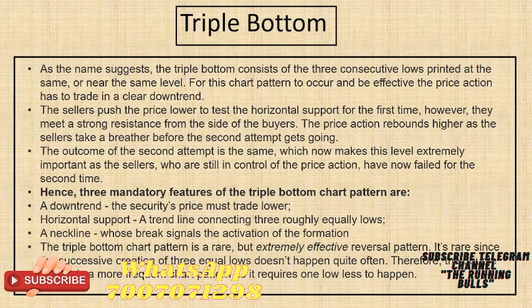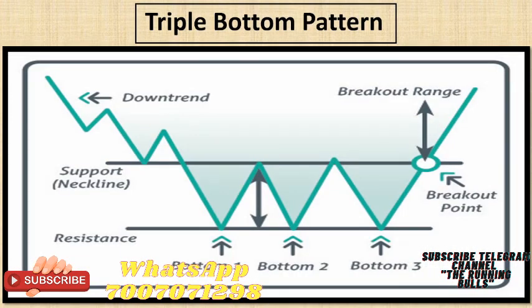Hence, the three main mandatory features of the triple bottom chart: in a downtrend, the security price must trade lower, horizontal support should be there, and a neckline should be there, and it has to be broken before taking a trade. The triple bottom chart pattern is rare but an extremely effective reversal pattern. So how does it look in TradingView? See, it is a downtrend, the bottom comes two times, and the third time the bottom has been tested. The upper support neckline has been broken, and once it is broken, you can take a trade.